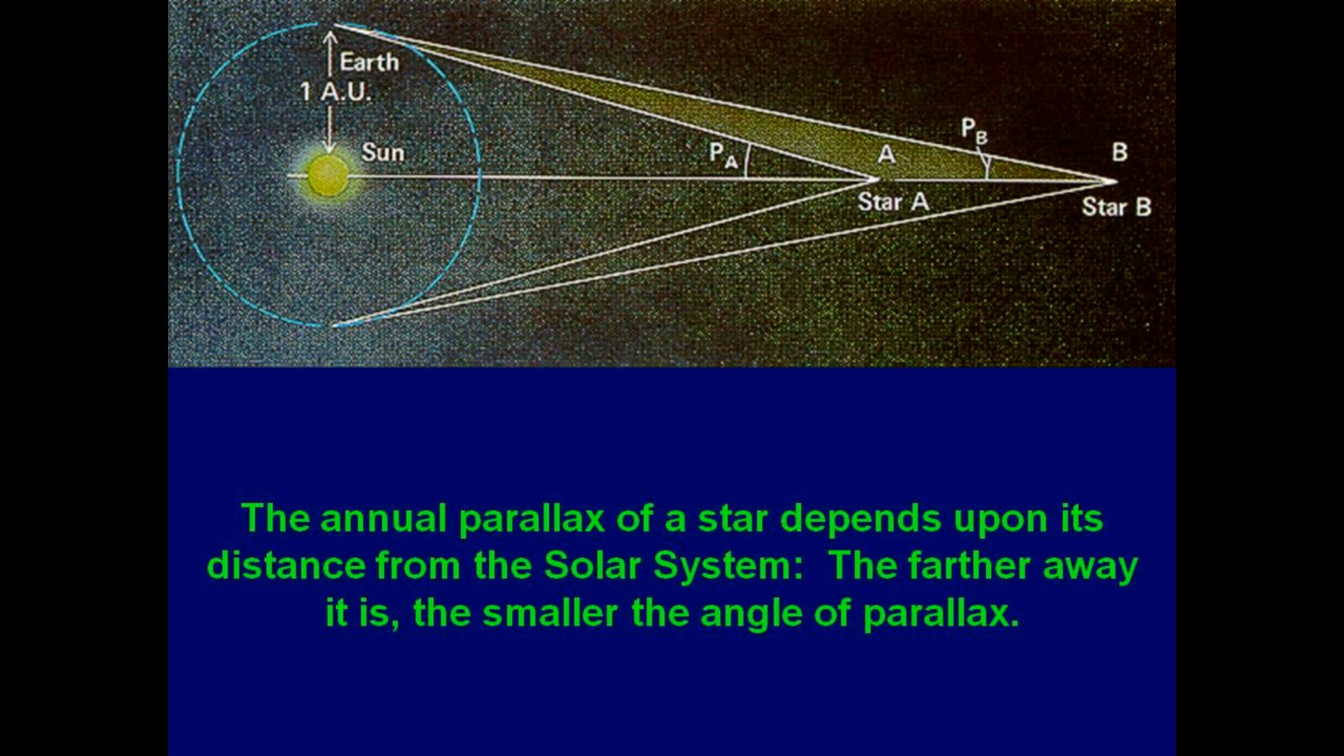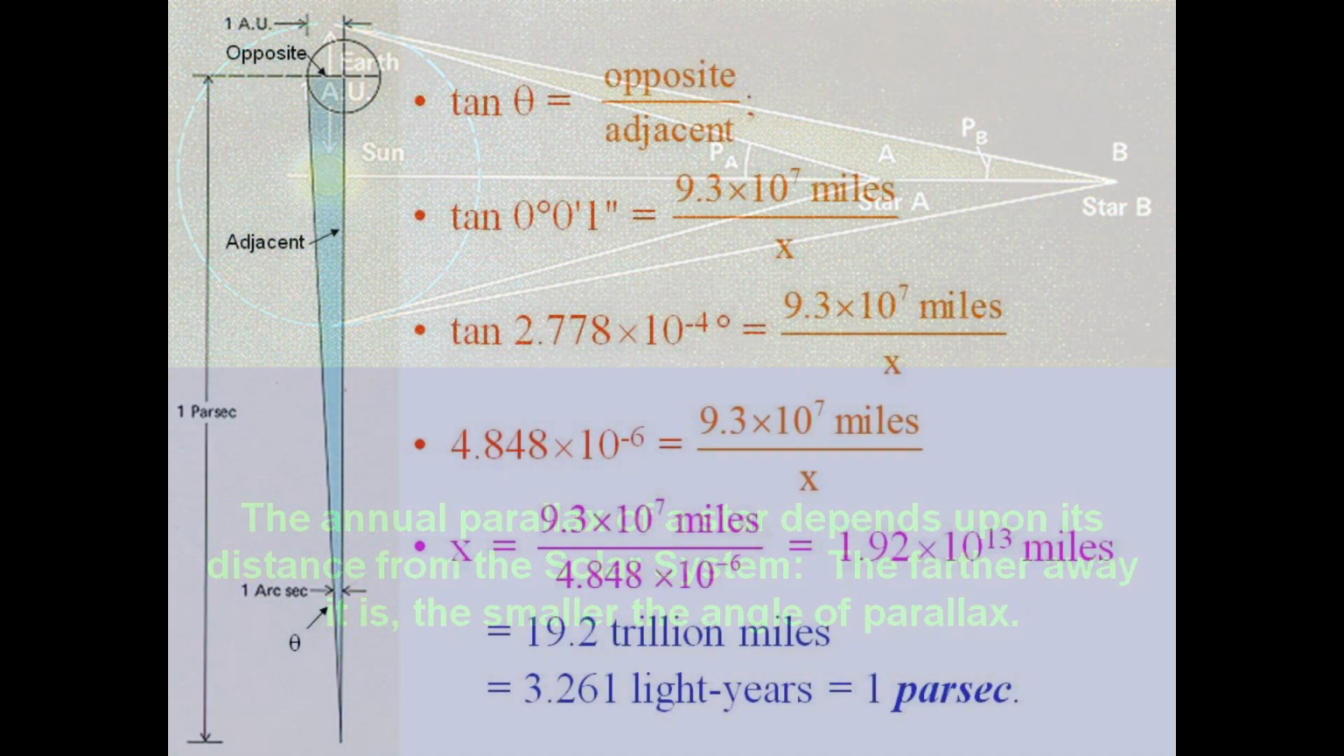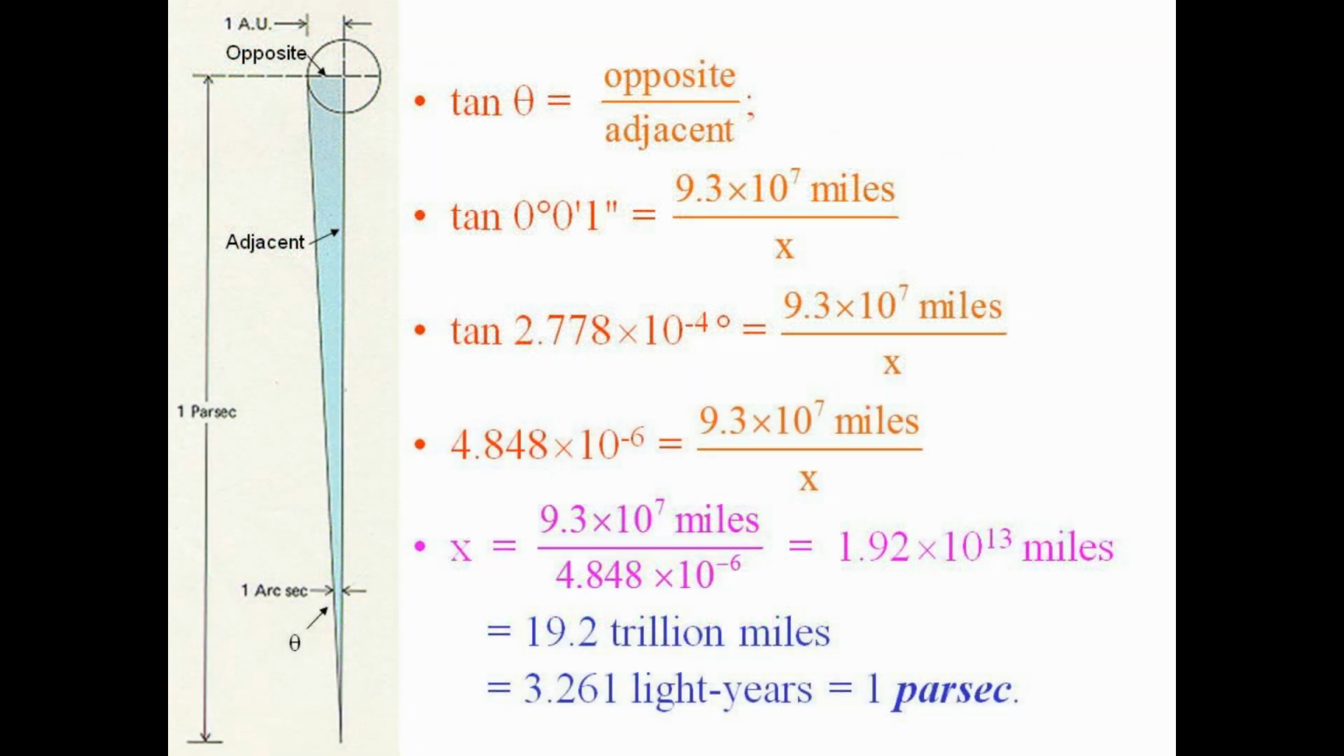And I don't need to do that, do I? You all know how this works. The farther something is away, the less parallax it has. The closer it is, the more it jumps back and forth. And a star that was 3.261 light years away has a parallax of 1 second. How many stars are that close to our solar system?